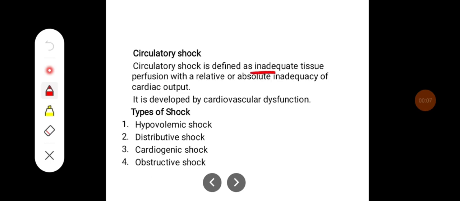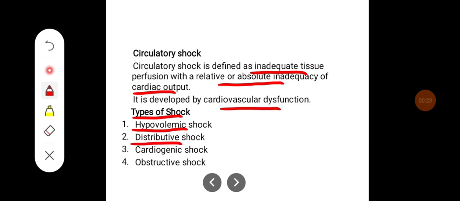Shock is defined as inadequate tissue perfusion with a relative or absolute inadequacy of cardiac output. It is developed by cardiovascular dysfunction. There are different types of shock, which can be classified as hypovolemic shock, distributive shock, cardiogenic shock, and obstructive shock.